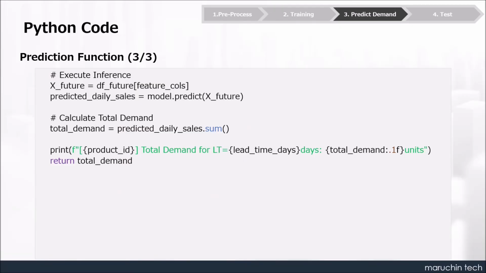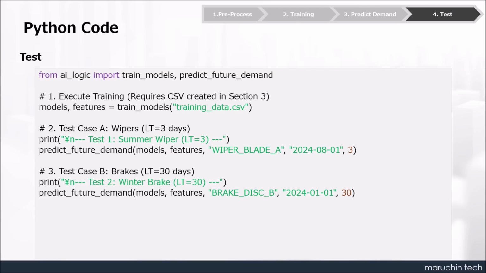Next, we execute the inference. This calculates the total demand based on the simulated weather and the specific lead time. For wipers, we predict 3 days of demand. For brakes, we predict 30 days. Finally, we write a test script to verify that the program runs correctly on Google Colab. The expected output should show logical trends: lower predicted values when rain is scarce, and higher predicted values during peak demand season, such as winter for brake pads.